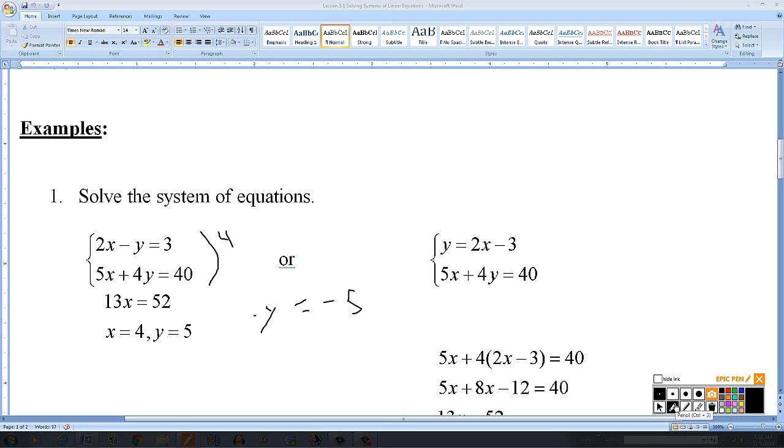Now to solve the same problem using substitution, what we have to do is solve one of these equations for one of the variables, either x or y. It's more convenient to solve for y. Bring the y over here, the 3 over, so the first equation becomes y is equal to 2x minus 3. So in this case, I eliminate one of the variables by substitution. So I use this substitution here in the second equation, and where I have a y, I put 2x minus 3. So that eliminates the y. So I get 5x plus 4 times 2x minus 3.